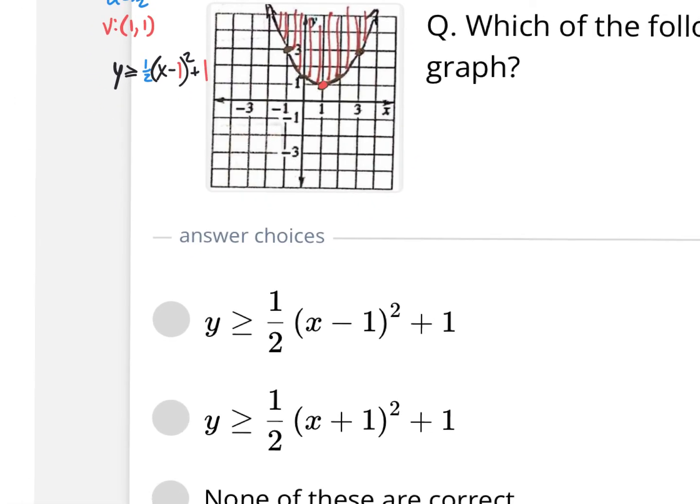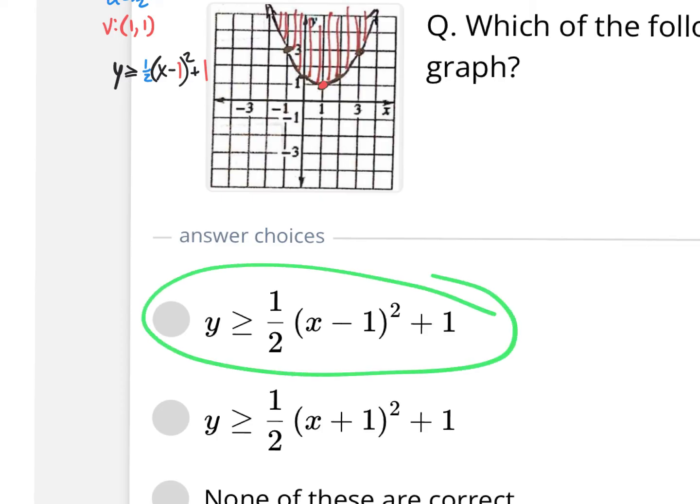And that would be this equation or inequality right there. Y is greater than or equal to 1/2 x minus 1, close parentheses squared, plus 1. Let's move on to the next one.